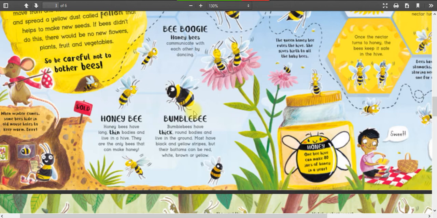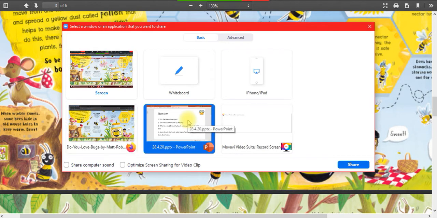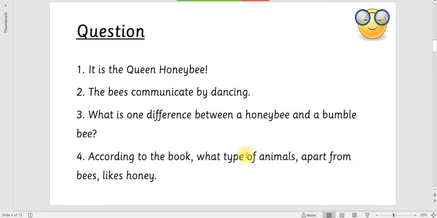It says honeybees have long, thin bodies and live in a hive. They are the only bees that can make honey. Bumblebees have thick, round bodies and live in the ground. Most have black and yellow stripes, but their bottoms can be red, white, brown, or yellow. Okay, so what is a difference between a honeybee and a bumblebee? You only need to write one down. If you can think of one, pause the video there and write it down.